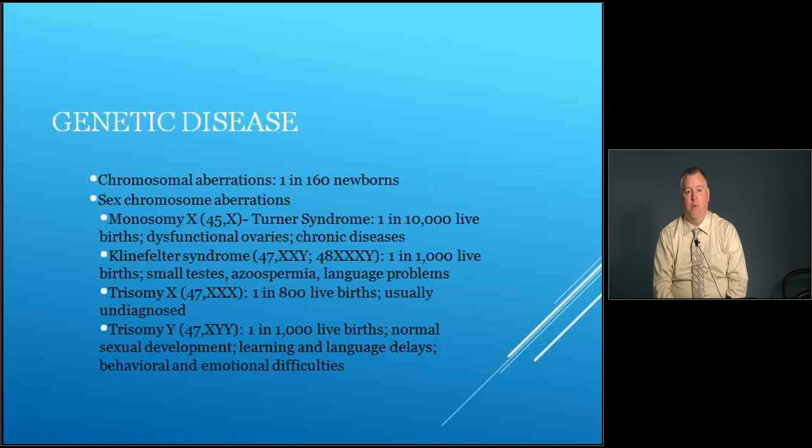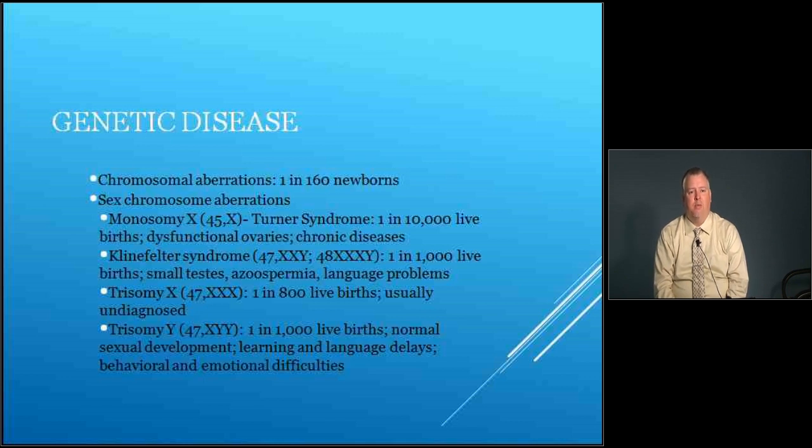47XXY, or you can have 48XXXY, depending on how many copies of the X chromosome there are, occurs in about 1 out of every 1,000 live births. These patients are phenotypically male. They'll have small testes. They'll usually not be able to produce any sperm, and they typically will have language and communication problems later in childhood.